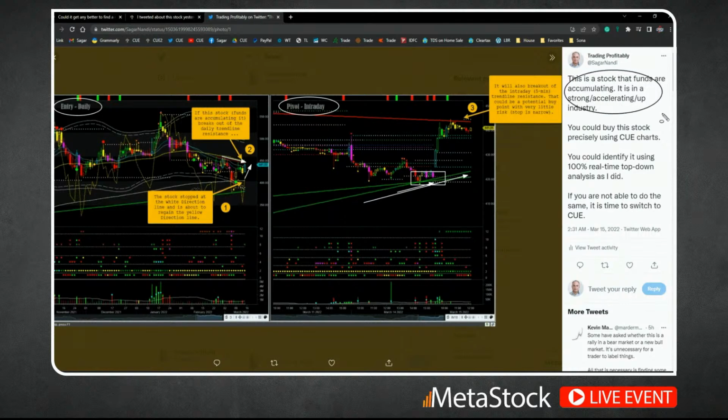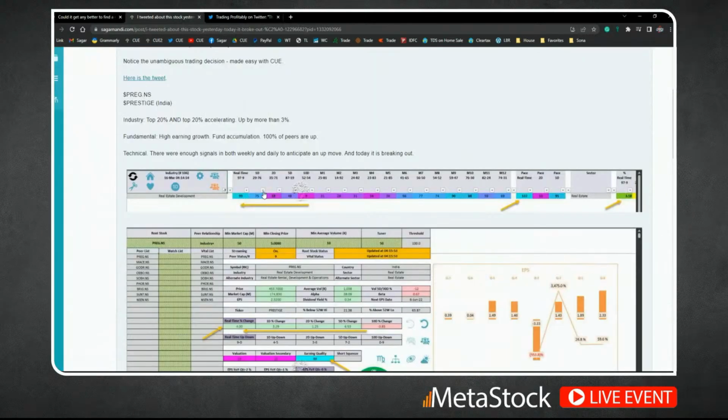This stock is something that funds are accumulating. It is in a strong accelerating up industry. So again, I looked at fundamentals, looked at industry. You could buy this stock precisely using the Q charts. You could identify it using top-down analysis. Let's look at the detail analysis.